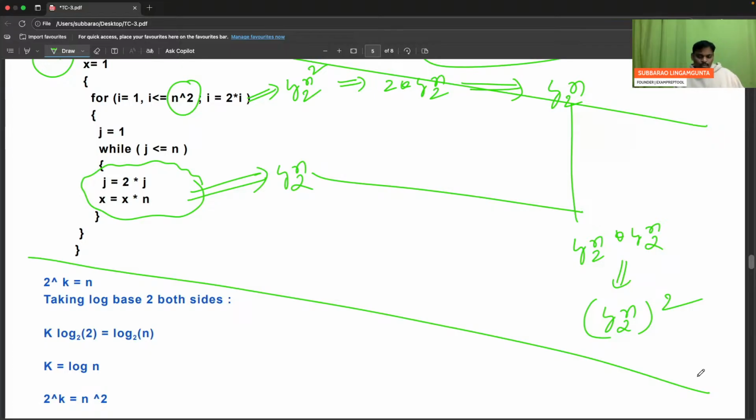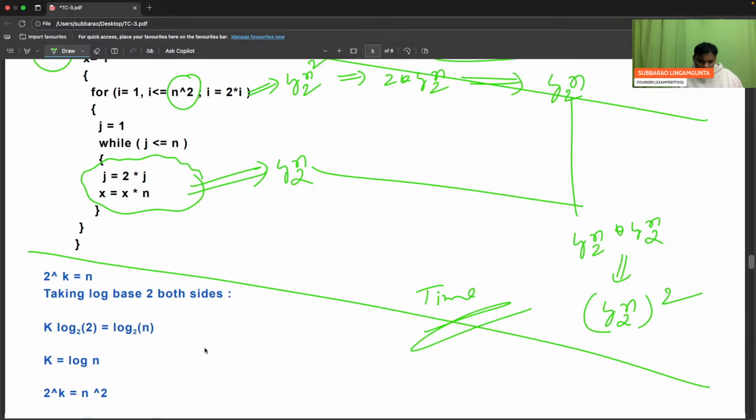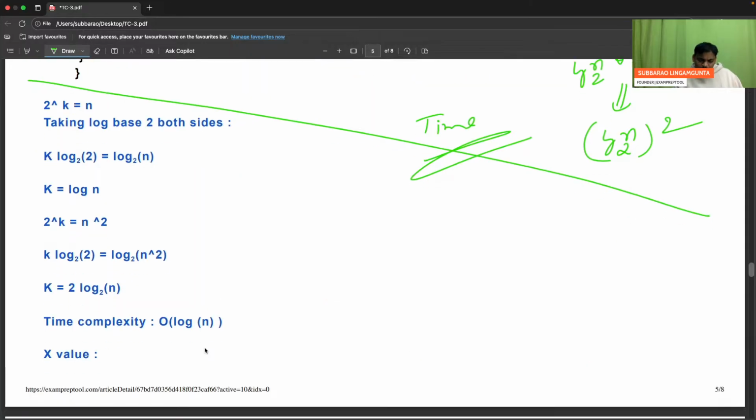Right? Same answer. So the time complexity is log n base 2, log n base 2 whole square. There may be so many things here, and I think it is not written clearly. Let me write it now. I'm explaining. See this one: log n base 2 whole square. Time complexity is log n base 2 whole square.